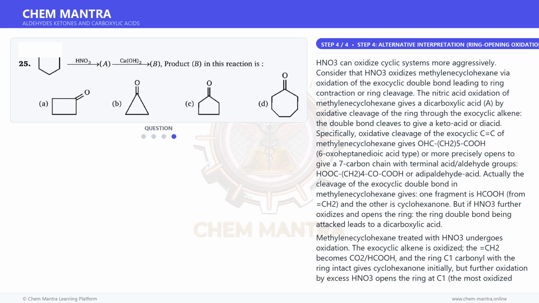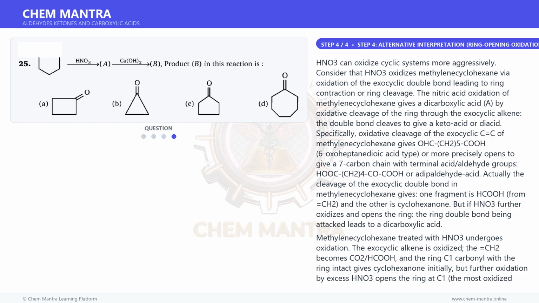And for the final step, HNO3 can oxidize cyclic systems more aggressively. Consider that HNO3 oxidizes methylene-cyclohexane via oxidation of the exocyclic double bond leading to ring contraction or ring cleavage. The nitric acid oxidation of methylene-cyclohexane gives a dicarboxylic acid, A, by oxidative cleavage of the ring through the exocyclic alkene. The double bond cleaves to give a keto acid or diacid.